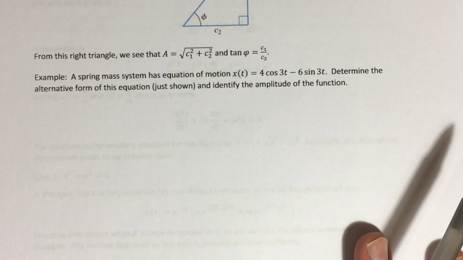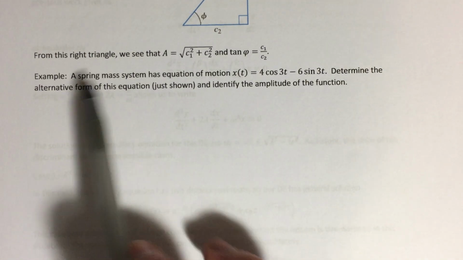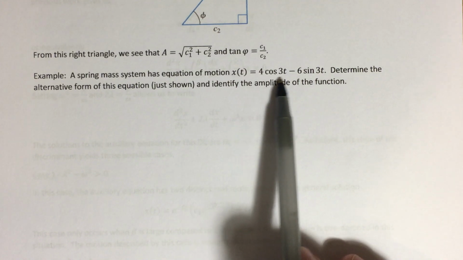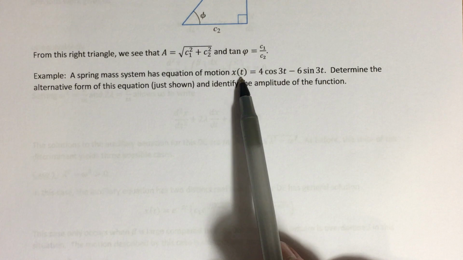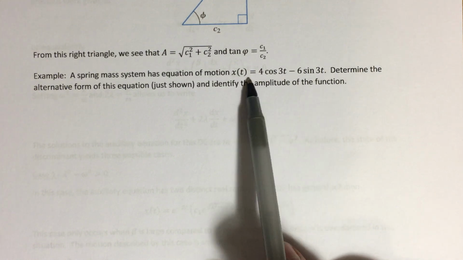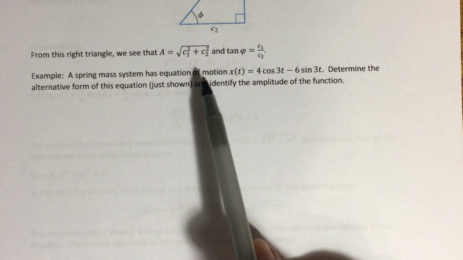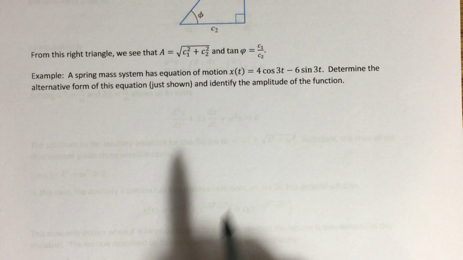So let's see if we can apply this. We have another spring mass system. This is our next example. And this time we're lucky. We're given the equation of motion right away. Usually, most, if not all problems you do in this section, you have to come up with this first. But we're given this right away. And we want to determine the alternative form of this equation that we just showed, the sinusoidal version, and identify the amplitude of that function.